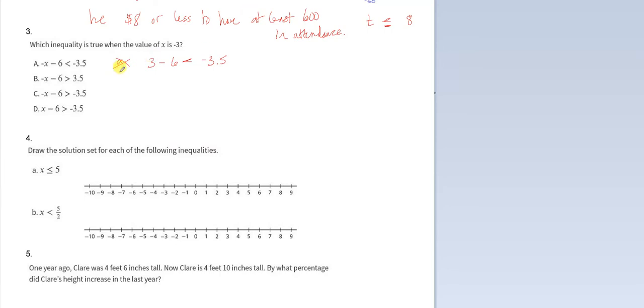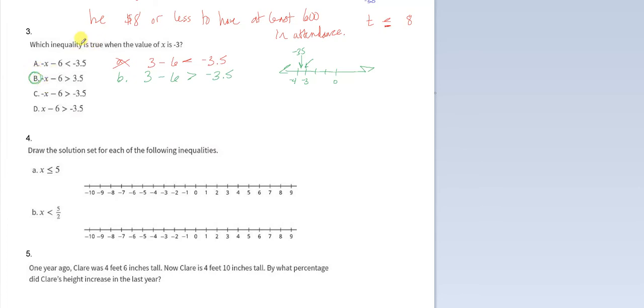Let's look at B. Okay, the opposite of x would be 3 again. Minus 6 is greater than negative 3.5. 3 minus 6, as we discussed, is negative 3. Negative 3 on the number line, we'll prove it right here. Okay, 0. Here's negative 1, 2, 3, and 4. Negative 4, right? Here's negative 3. Here's negative 3.5. So negative 3 is actually greater than negative 3.5.